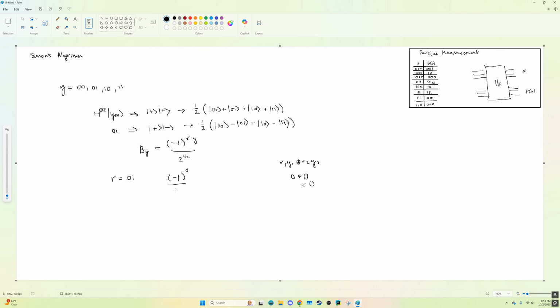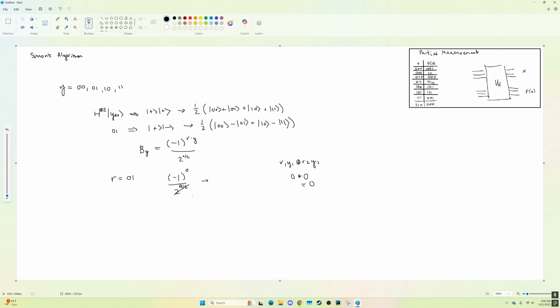So minus 1 to the 0 over 2 to the n over 2. And n in this instance is the size of the bit string, which is 2. So that goes away, and I think that's right. Yeah, that's correct. And we're just left with the coefficient is... Actually, I might be wrong about that part.